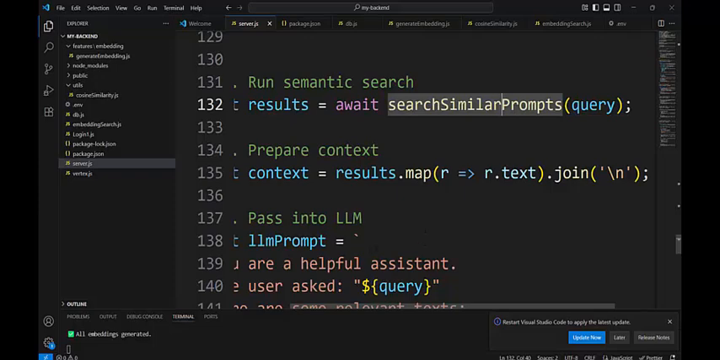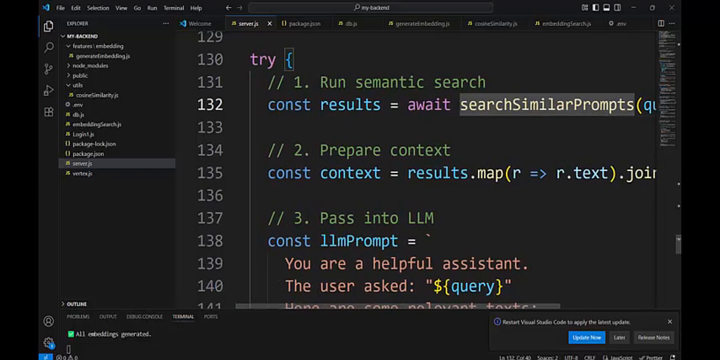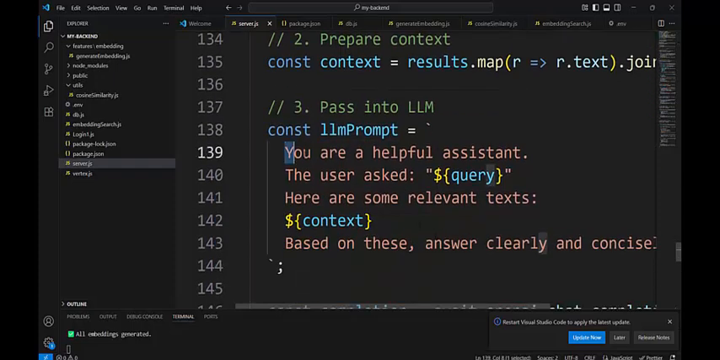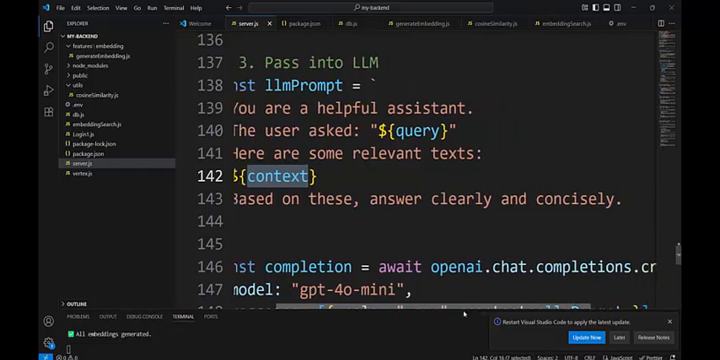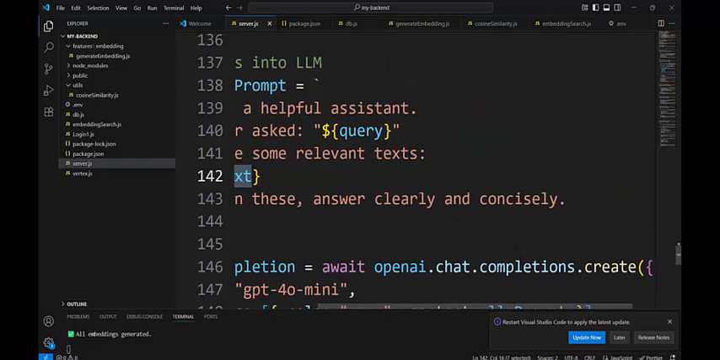But now we create a constant object, the LLM prompt, and here are our instructions. You are a helpful assistant. The user asked: here is a query, it is our prompt. Here is some relevant text, it is context. Based on this, answer clearly and concisely. It is very important: clearly and concisely.